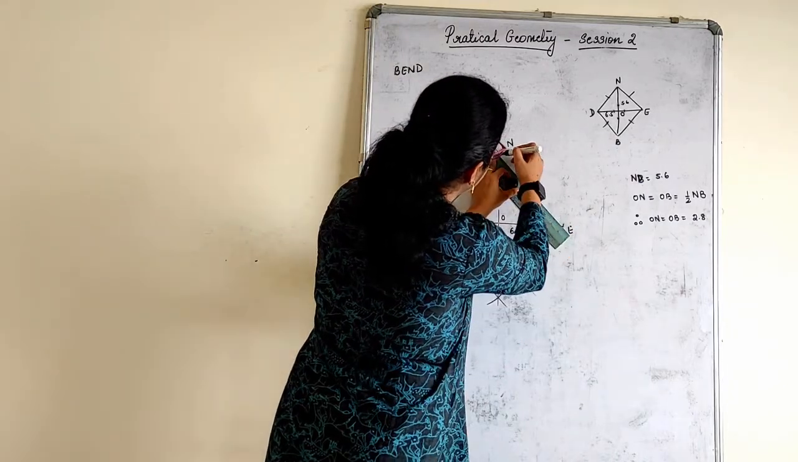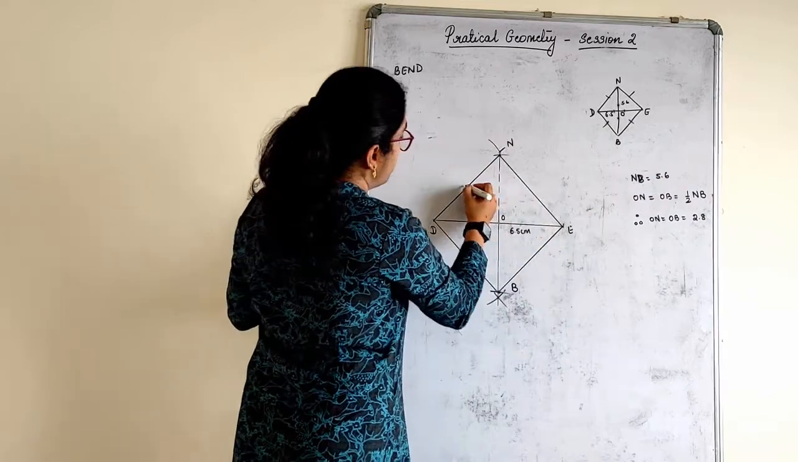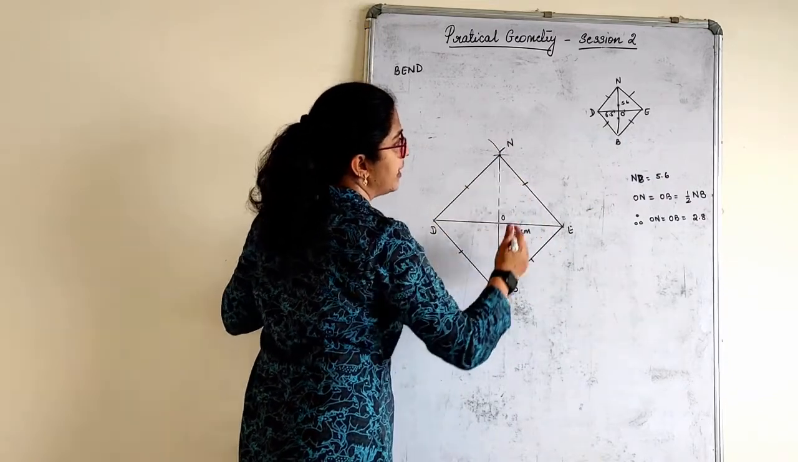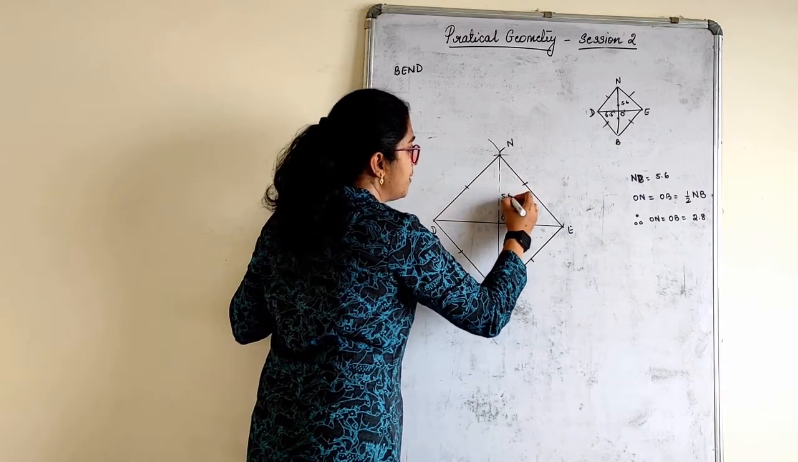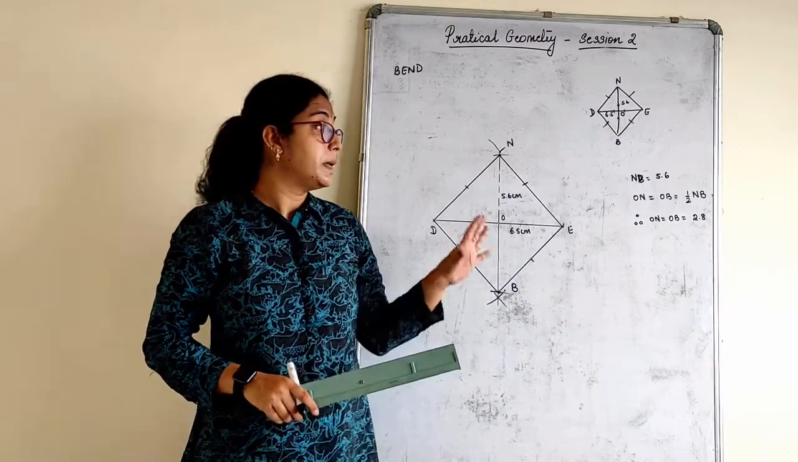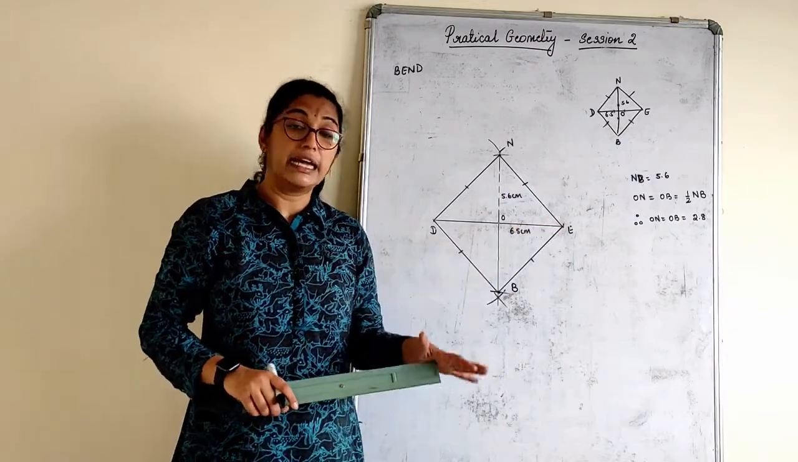Very clear. How did I do this? Where all the sides are equal. This is 6.5 and this measurement is 5.6 centimeter. Understood how to construct a rhombus based on the given diagonals only.